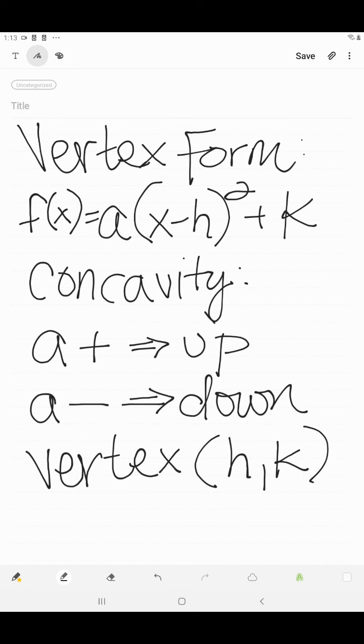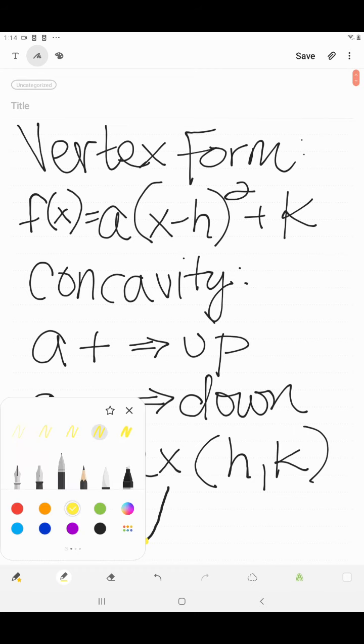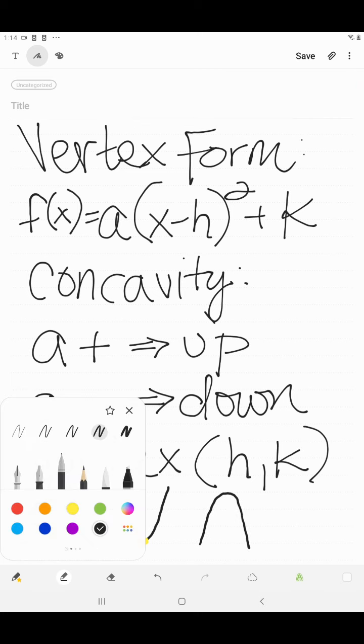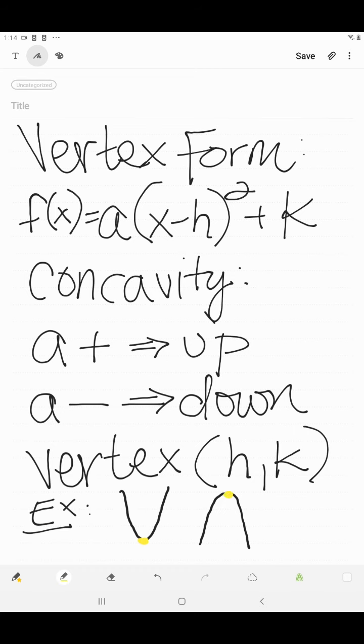Now, the vertex of a parabola, ladies and gentlemen, is the highest or the lowest point. So, for example, I already have a parabola that opens down. Here we see the vertex is this point here. That's the vertex. Just the same, if it opens upward, our vertex, the lowest point in this case, would be there. Those would be the vertex.